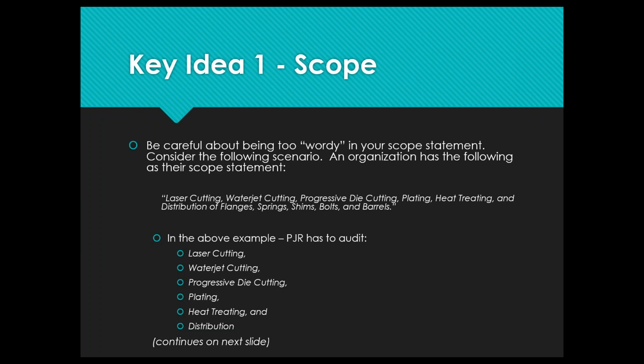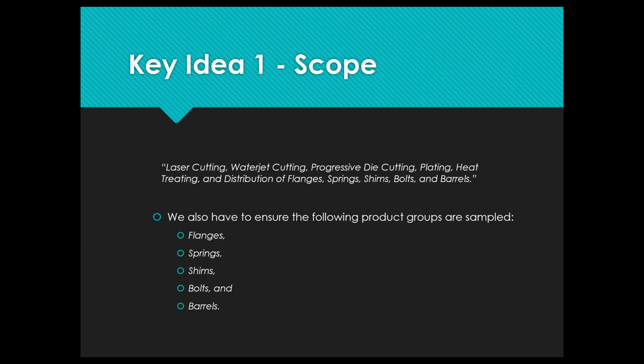Let's go to the next slide. We would also have to audit flanges, springs, shims, bolts, and barrels. Everything that you list in that scope statement has to be included. So resist the urge to turn it into a marketing speak type statement.